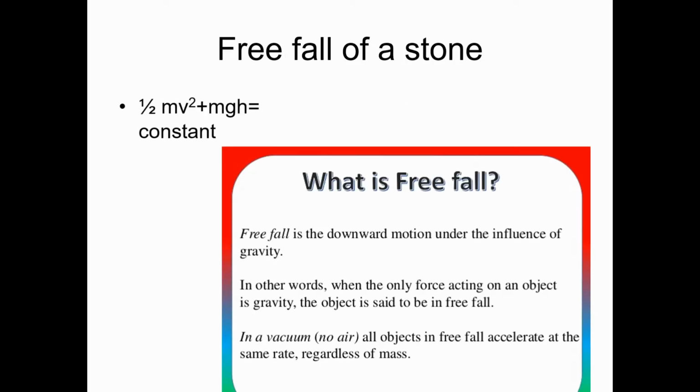Then comes the free fall of a stone. Free fall means if anything moves downwards only under the action of gravity. Free fall is the downward motion under the influence of gravity alone. So during the free fall, potential energy plus kinetic energy will be a constant.